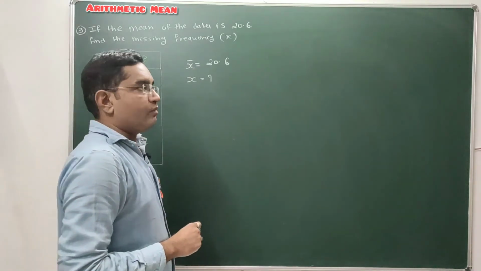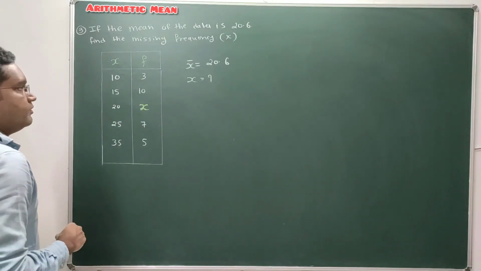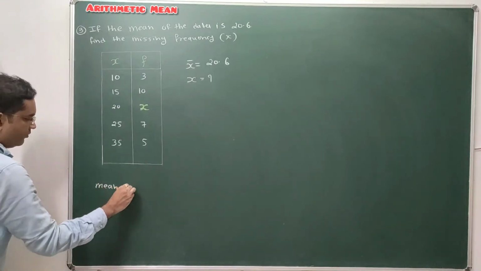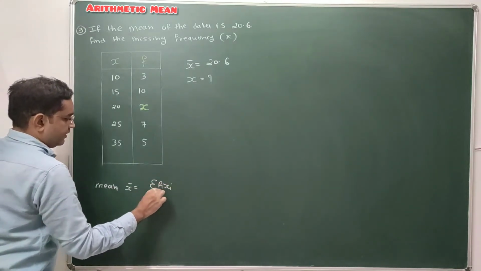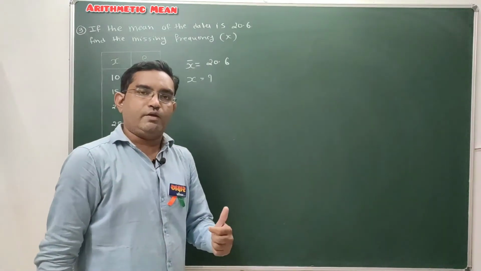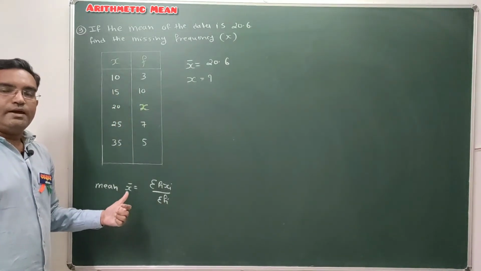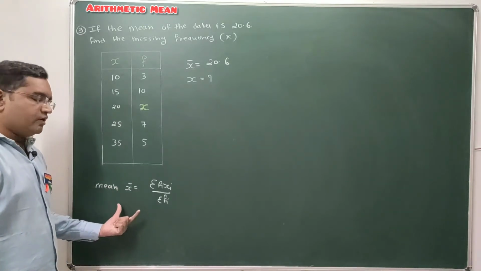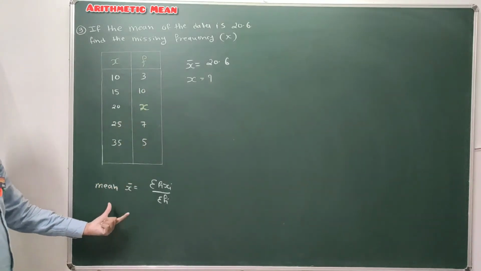This type of sum can be solved by using the direct method. For the direct method, to find the mean of given data, the formula is mean is equal to sigma fi xi upon sigma fi. This is the direct method, the first method to find the mean of any given data. Total 3 methods are there: direct method, assumed mean method, and step deviation method. Step deviation method is also known as the shortcut method. To find the value of any unknown frequency, we can apply this first method.